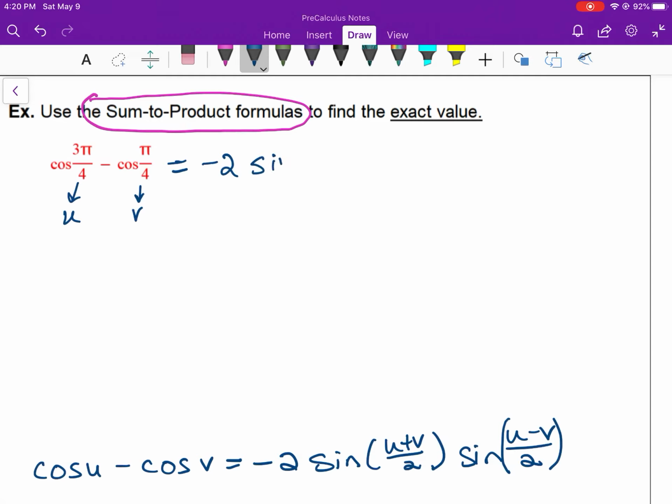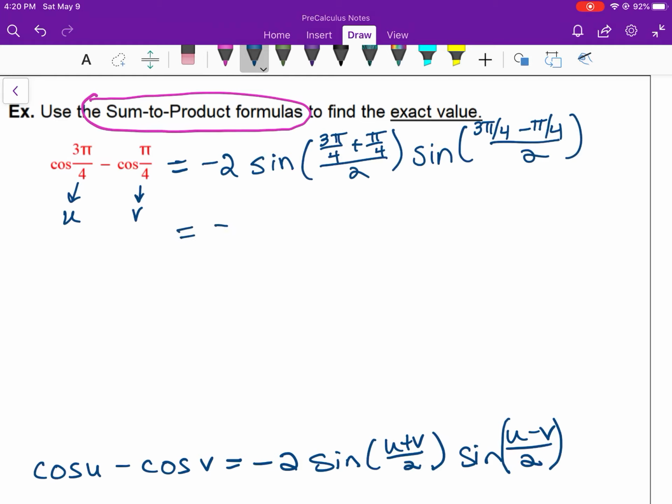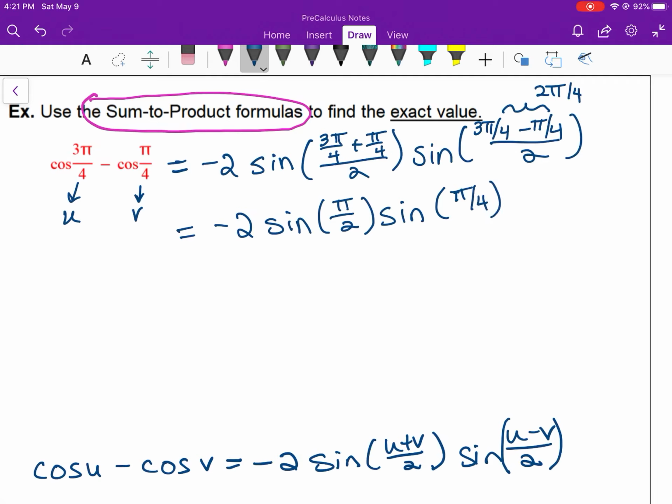So -2 sine of u plus v divided by 2 sine of u minus v divided by 2. 4 pi over 4, that's pi, so pi over 2. 3 pi over 4 minus pi over 4 is 2 pi over 4. I'm going to divide that by 2, that's going to end up being pi over 4. And then I'm just going to simplify those down. And so I have negative 2 times 1 times radical 2 over 2. These 2's divide out, and we get negative radical 2 as an answer.